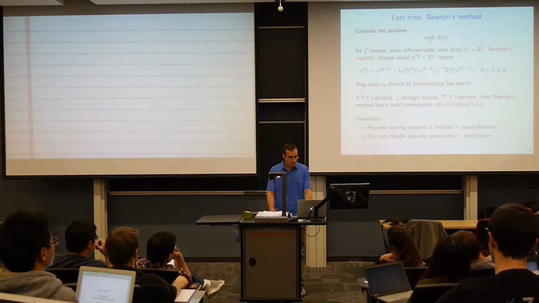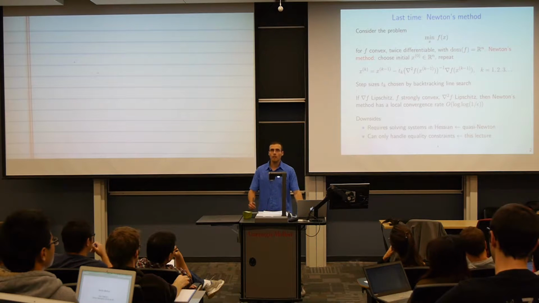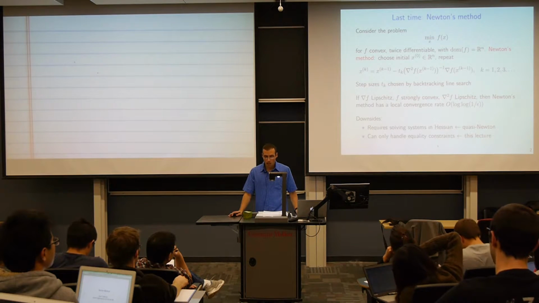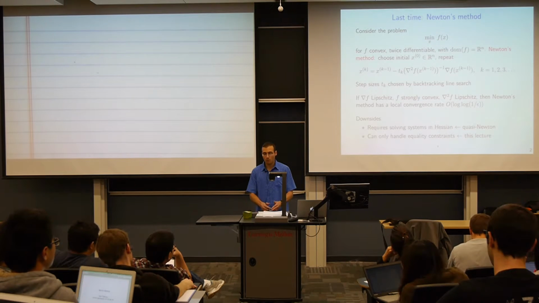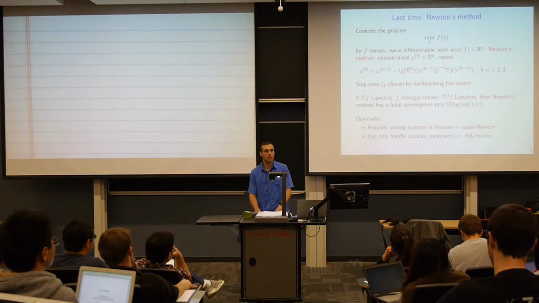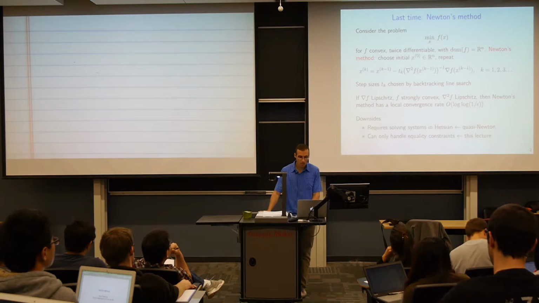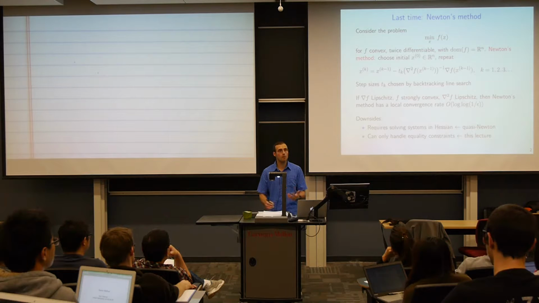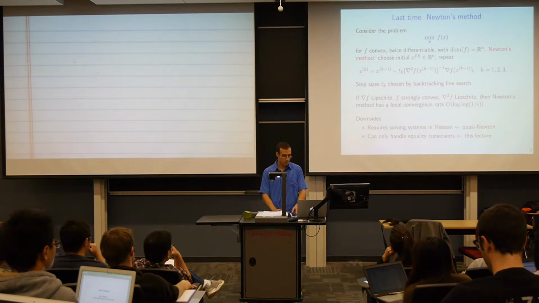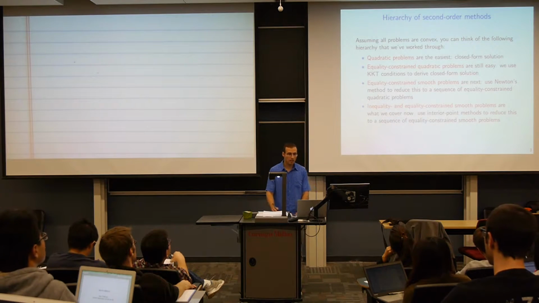The other downside is that as we've written it, it can only handle equality constraints. So we didn't talk about what happens if you have Newton's method for a problem that is subject to inequality constraints. And that's what we're going to talk about this lecture. That's the motivation for interior point methods: they allow us to get near performance of Newton, but with inequality constraints. So a broader class of problems. So here's a nice hierarchy to think about.